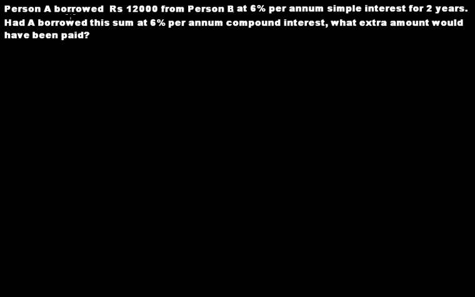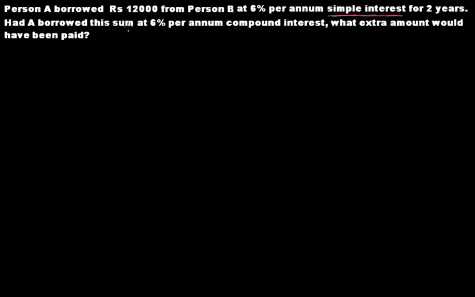Another problem: person A borrowed rupees 12,000 from person B at 6% per annum simple interest for 2 years. So person A borrows rupees 12,000 from person B at 6% per annum, simple interest for 2 years, right? Pay attention to this simple interest.